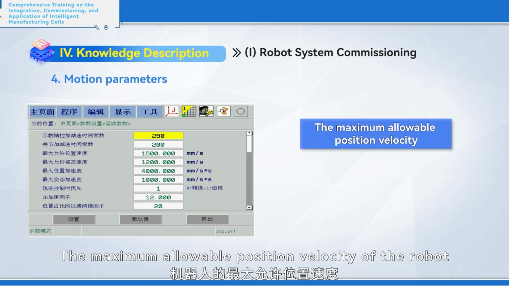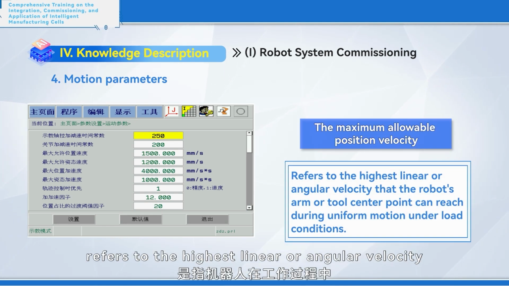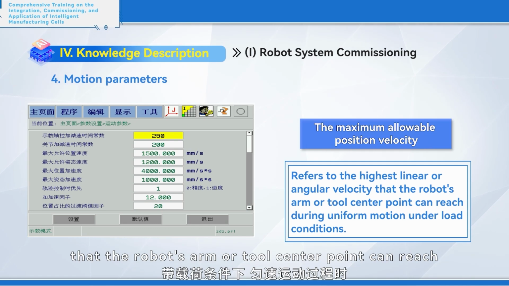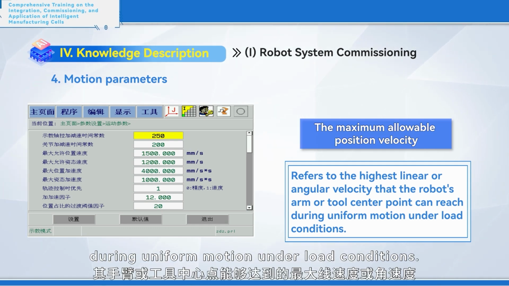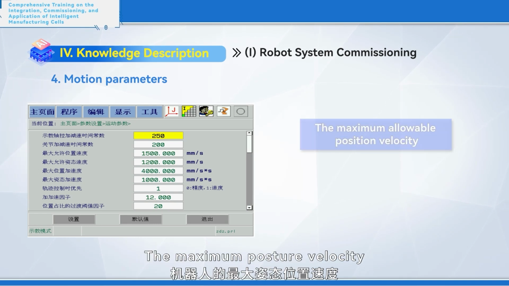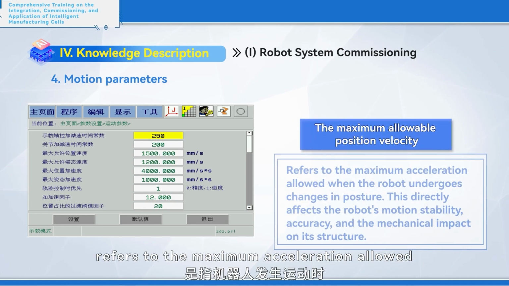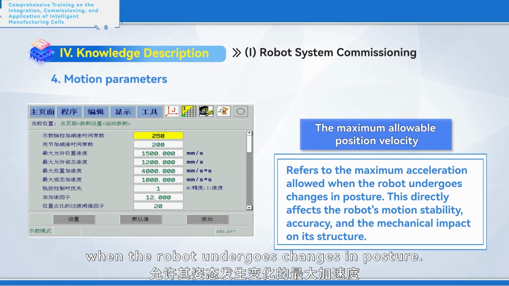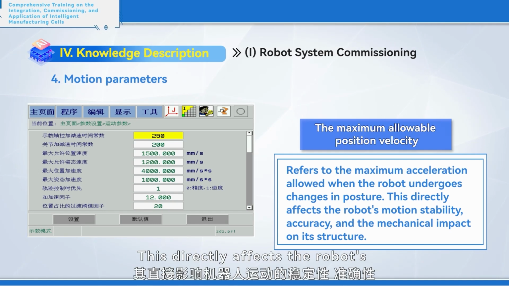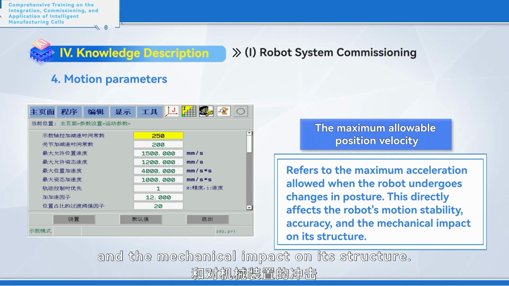The maximum allowable position velocity of the robot refers to the highest linear or angular velocity that the robot's arm or tool center point can reach during uniform motion under load conditions. The maximum posture velocity refers to the maximum acceleration allowed when the robot undergoes changes in posture. This directly affects the robot's motion stability, accuracy, and the mechanical impact on its structure.